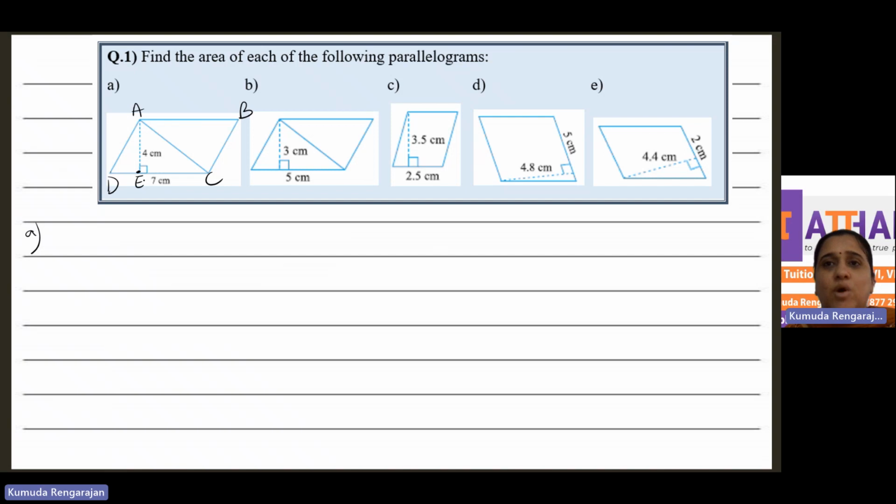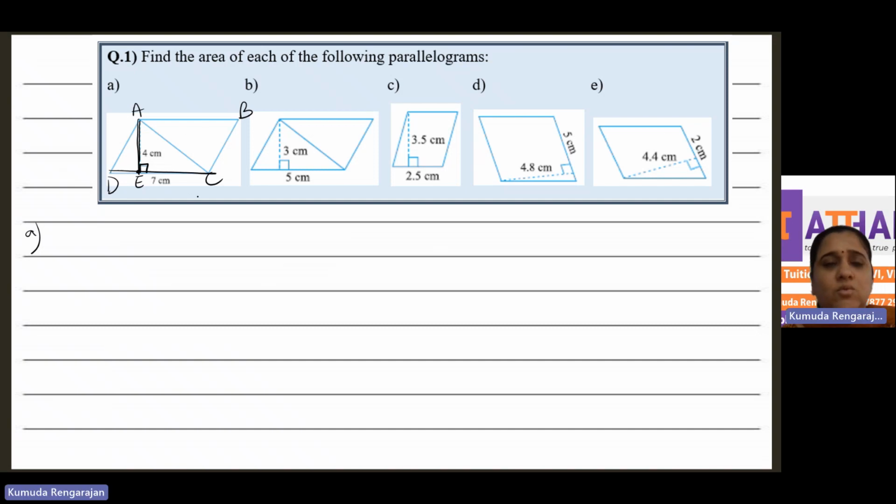E is the landing point of the altitude on DC. The altitude AE lands at the point E on DC, or it touches DC at E. That's a landing point. There's an altitude, a line segment coming from here like this. On the side DC, it lands here at E, and it makes 90 degrees with DC. So we take this as the base and this as the height, the corresponding height. So you need to draw this figure in your answer paper.